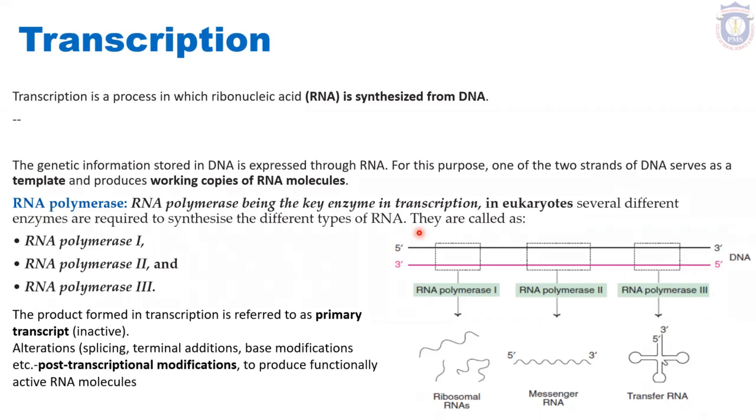RNA polymerase. RNA polymerase being the key enzyme in transcription, in eukaryotes several different enzymes are required to synthesize the different types of RNA. They are called RNA polymerase 1, RNA polymerase 2, and RNA polymerase 3. The product formed in transcription is referred to as primary transcript, which is inactive in nature. Alterations like splicing, terminal additions, and base modifications, etc., are called post-transcriptional modifications. They produce functionally active RNA molecules.